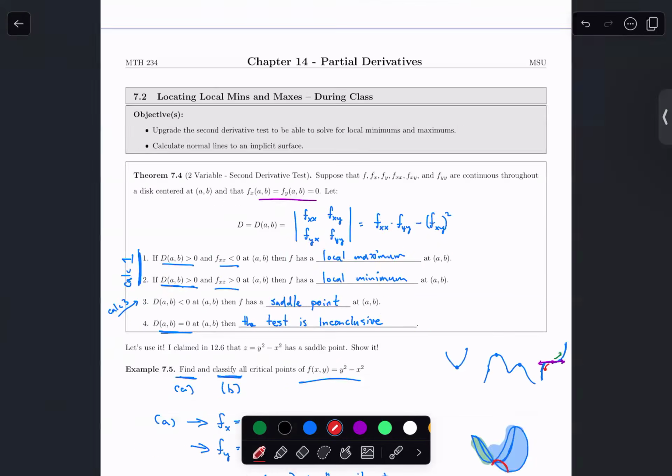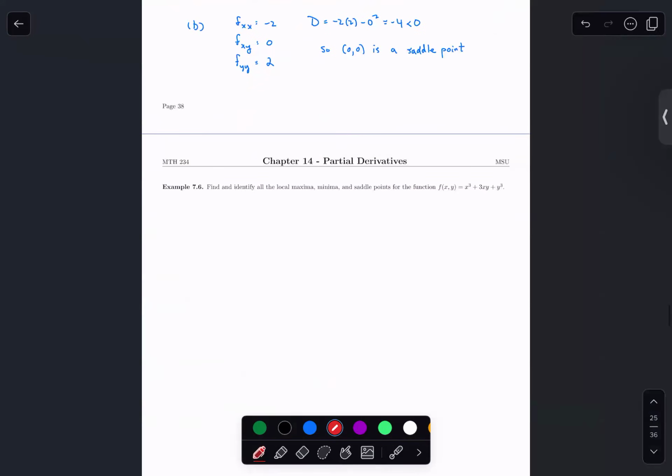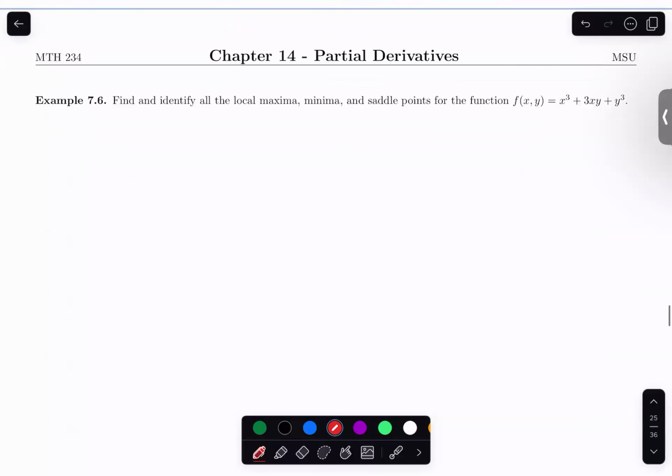All right. Well, then, let's try a harder problem. Find and identify all local maxima, minima, and saddle points for this function. I chose some slightly different wording here, but again, the heart of the question is the same. We need to find and we need to identify or classify, right? What are those critical points? Are they minimums? Are they maximums? What are they, right?